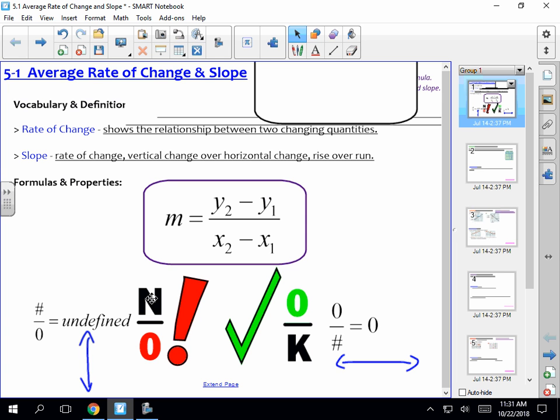Why can't we just use y equals mx plus b? Well, y equals mx plus b is the linear equation form. This is how you find the m part of it.